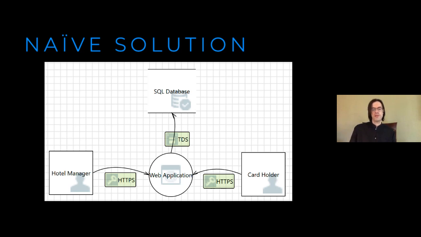So where do we even begin on a problem like this? There's no shame in starting with a naive solution as long as we don't end there. So we start with a simple web application. We're using HTTPS because we care about security. You might see some potential problems here, but you're smart people. Is there a framework that we can use for finding issues while we work with developers?